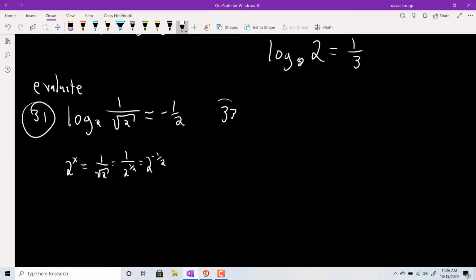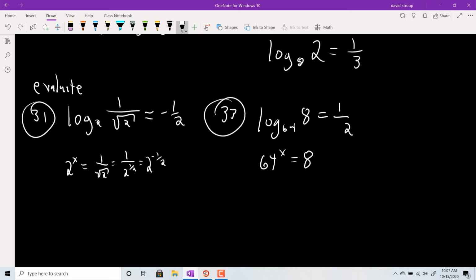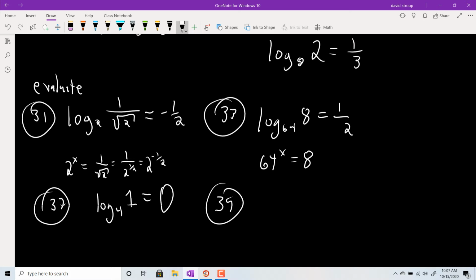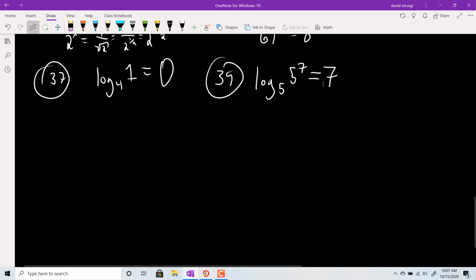Okay, 33, log base 64 of 8. So 64 to what power equals 8? It's a square root, right? So it's a 1/2 power. 37, log base 4 of 1. Everyone should know that. 4 to what power is 1? 0. 39, log base 5 of 5 to the 7. 5 to what power is 5 to the 7? Well, clearly that's 7.